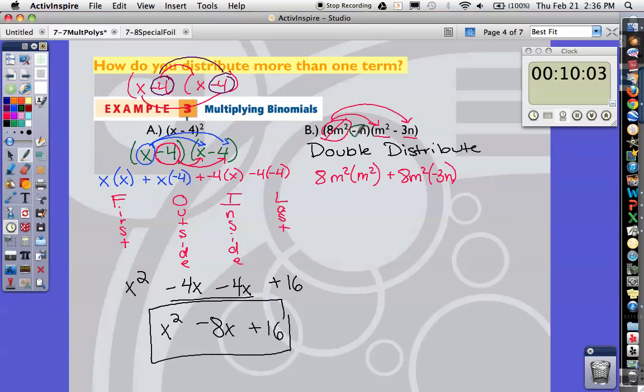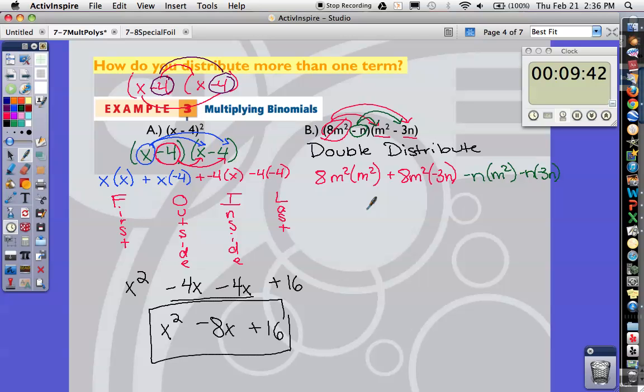My next term is the minus n. I'm going to take that and give it to each term in the second quantity until I run out. So I'd have a minus n times negative 3n. When there's nowhere else to go, you're done. Now you need to multiply each term that you have.